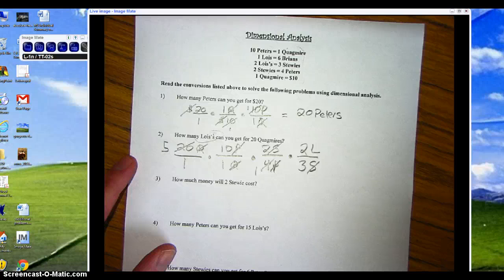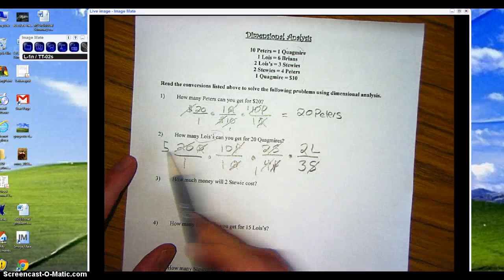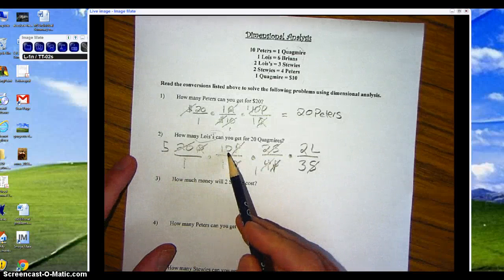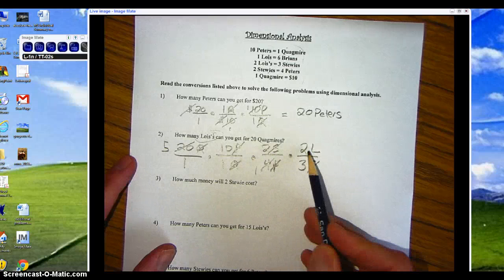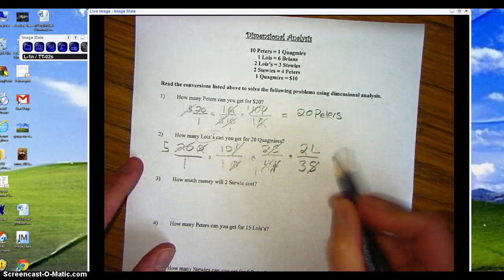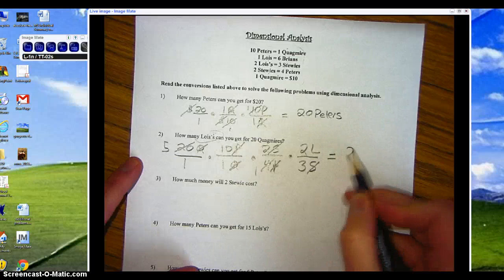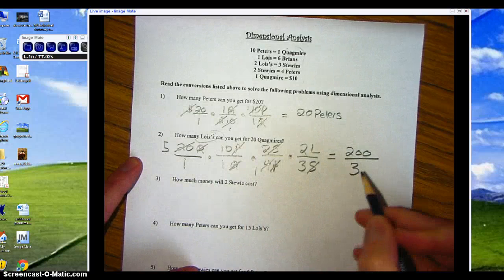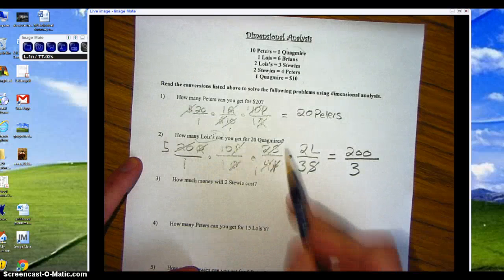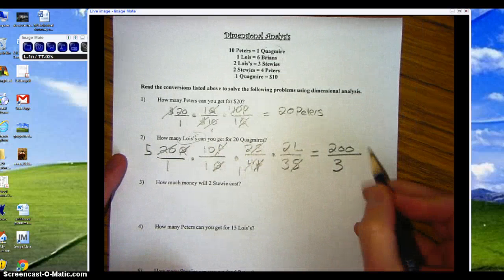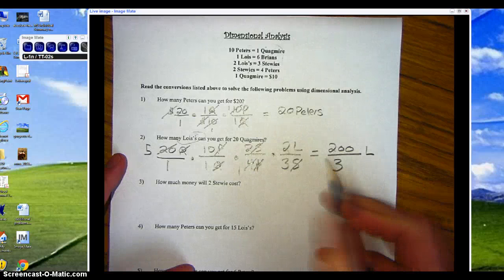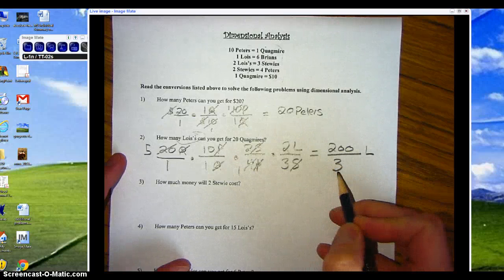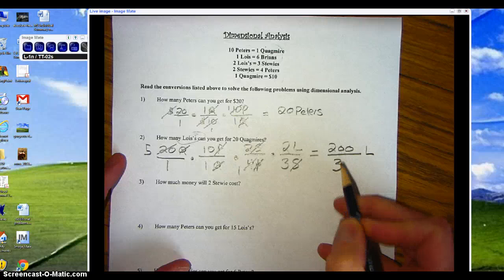So I'm just going to go ahead and multiply. 5 times 10 is 50, times 2 is 100, times 2 again is 200. 200 over what? 1 times 1 times 1 is 3. And the only units that are left that aren't canceled are the Loises. Now that's an improper fraction that can be converted into a mixed number, so let's go ahead and do that.